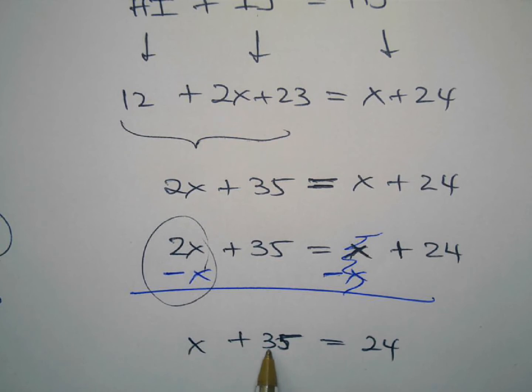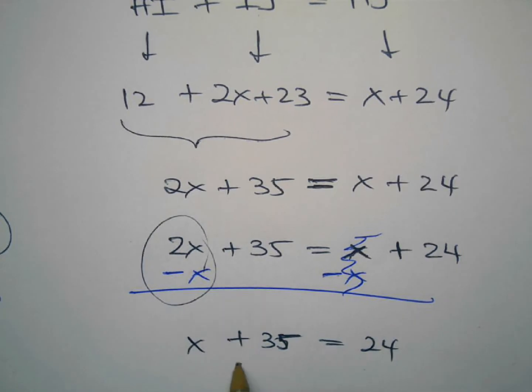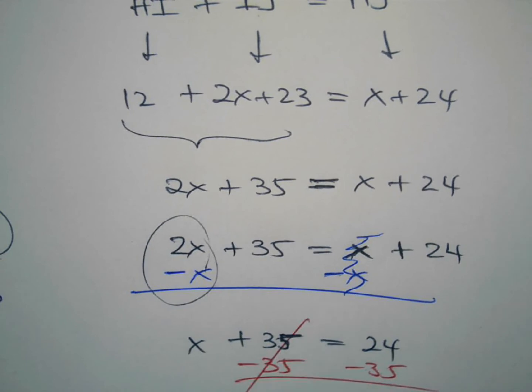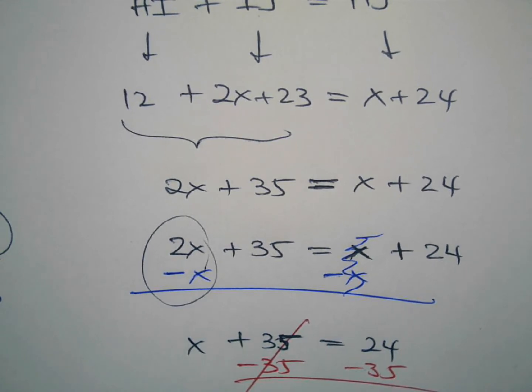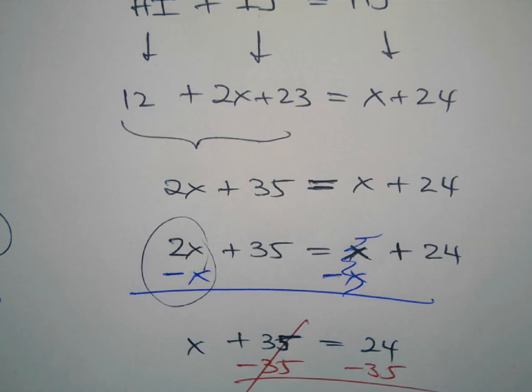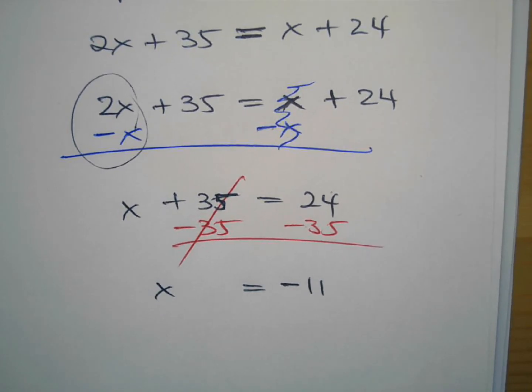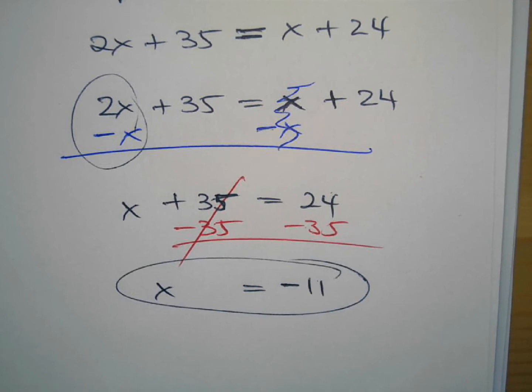That means I want this number not also here on the left-hand side. I want the numbers going the other way. So that's the opposite of positive 35, negative 35. And we're going to get x equals negative 11. 24 take away 35 is negative 11. Is that the answer? Wow. That's the answer for x, but that's not the answer for this problem.